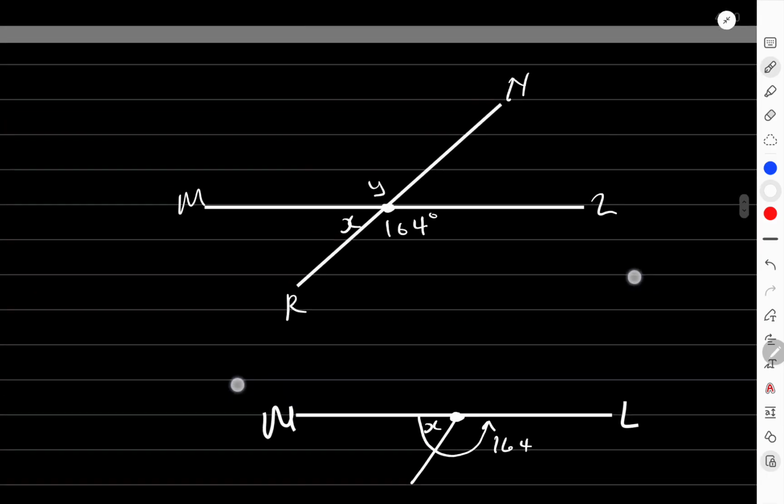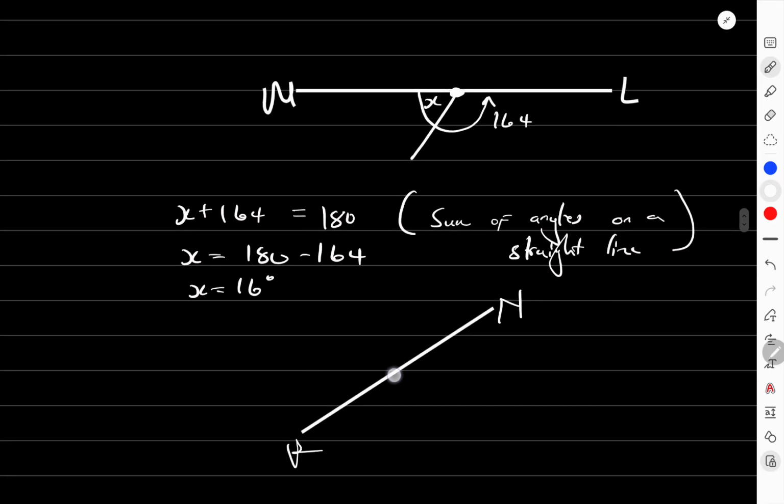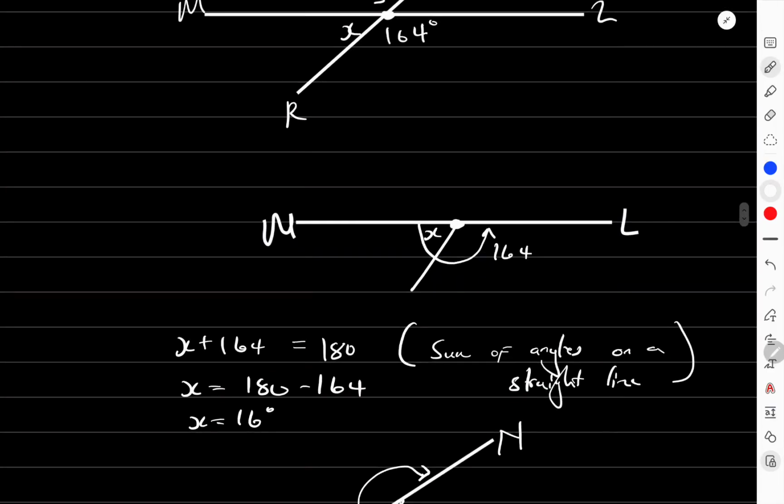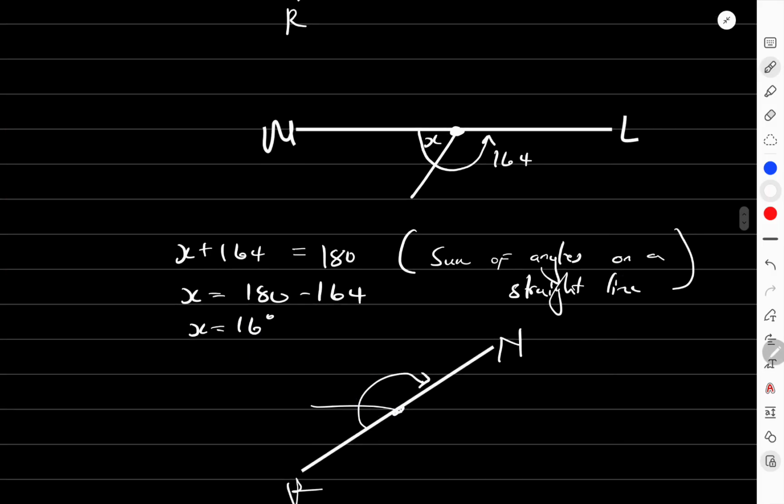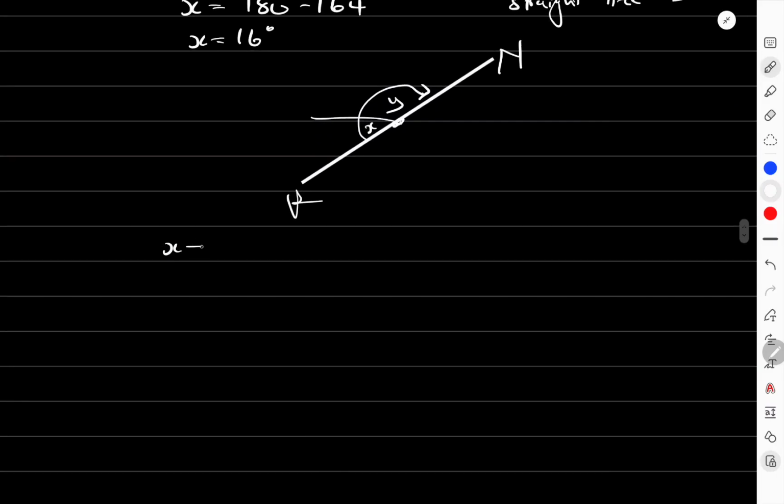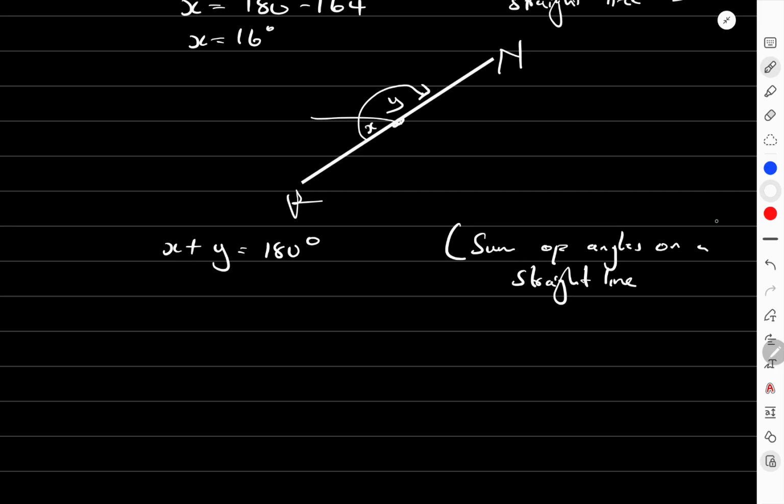Now, looking at my Rn, it is a straight line. It means at the vertex of Rn, the angles found over there combined should give us 180 degrees. When I go to my diagram, I have x here and y over there. Therefore, the value of x plus the value of y combined should give us 180 degrees, because these two angles are within a straight line. Therefore, it is the sum of angles on a straight line.